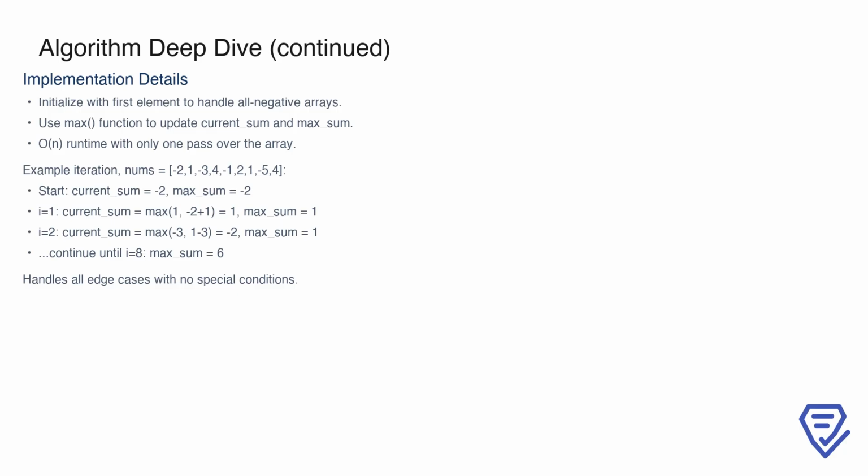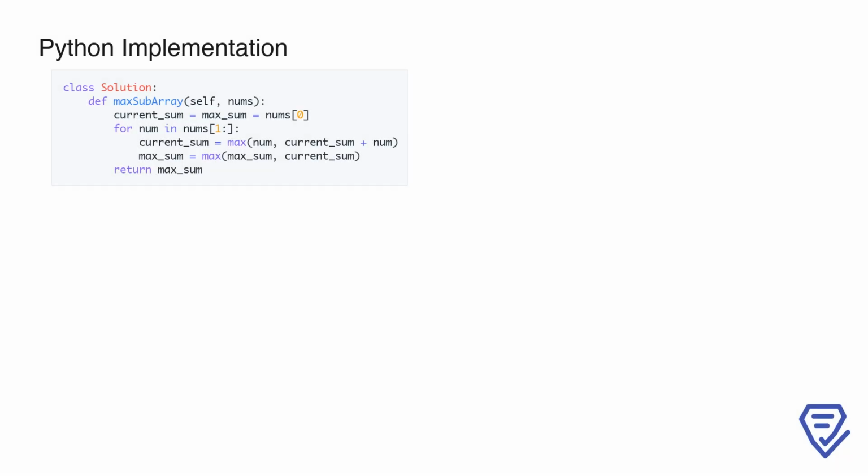As you continue through the array, the logic automatically adapts, and in the end, max_sum lands at 6, which is the correct answer. No special handling for all negative or all positive cases is required. Here's the complete Python implementation for LeetCode problem number 53, maximum subarray. Let's step through it line by line.